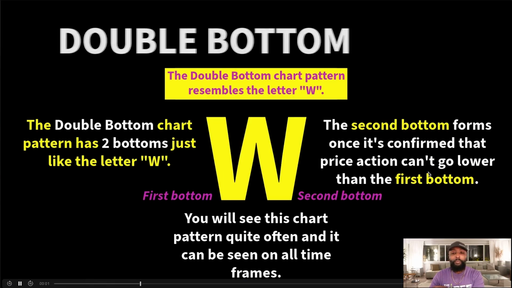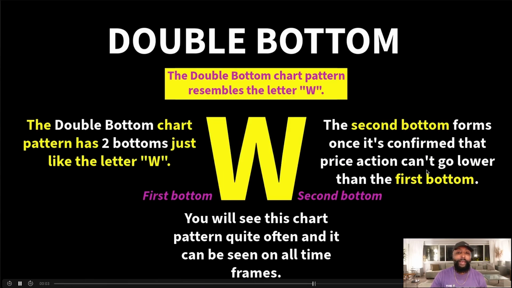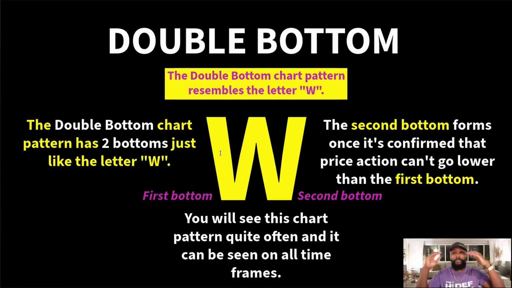Okay, moving right along, we have a double bottom. Now this resembles the letter W, because instead of the two peaks being at the top, you have two bottoms, the first bottom and the second bottom. All right, you also can see this on all time frames. So let's check out the double bottom.